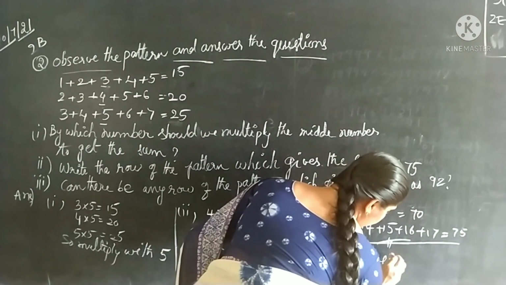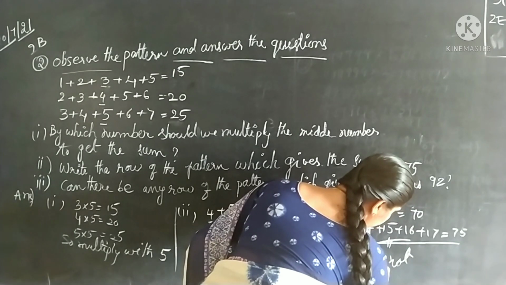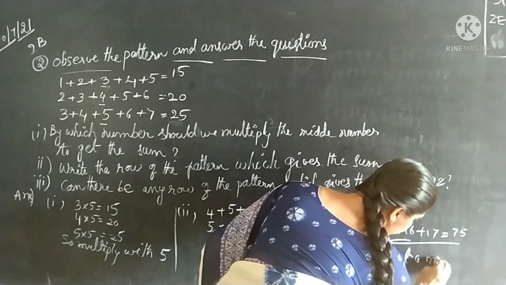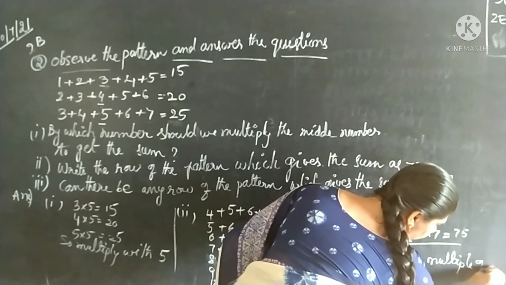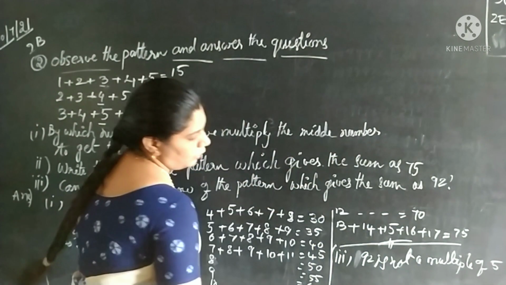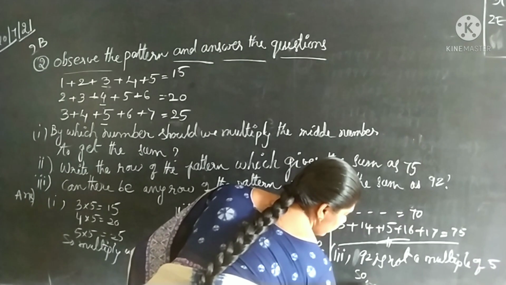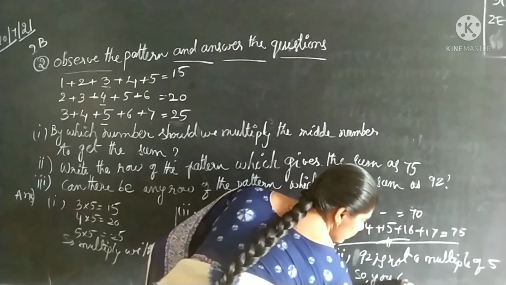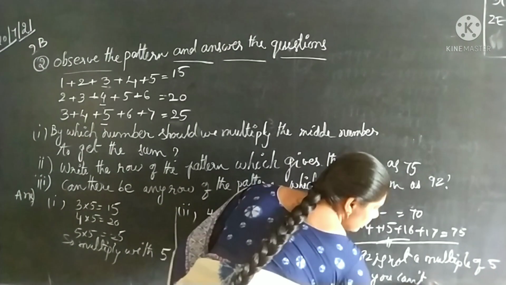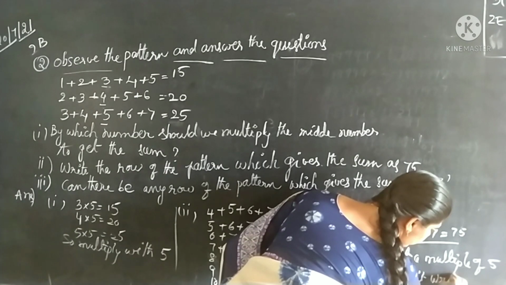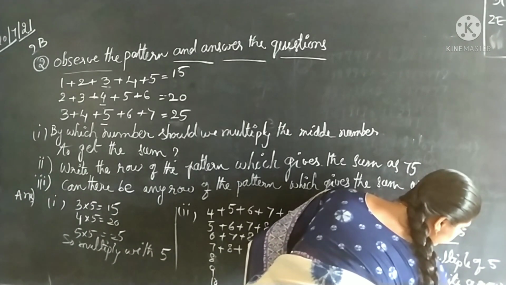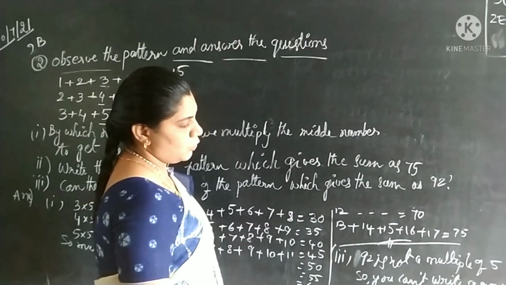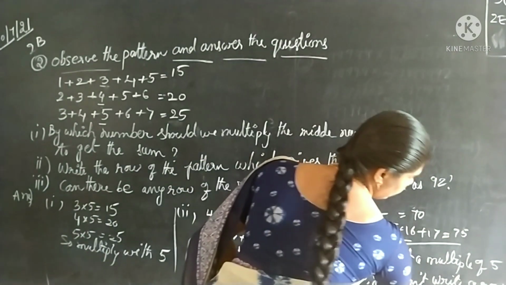92 is not in multiple of 5. So you can't write a row. Okay? So you can't write a row here.